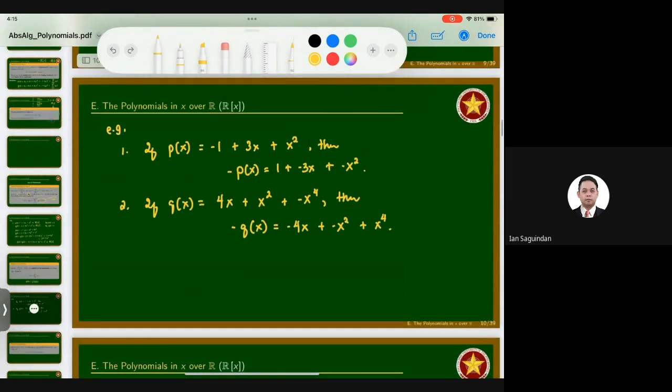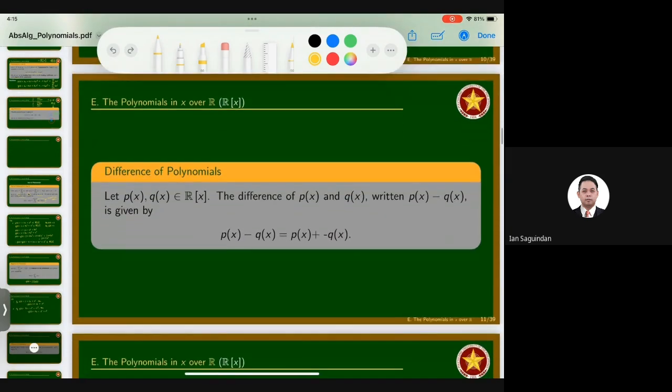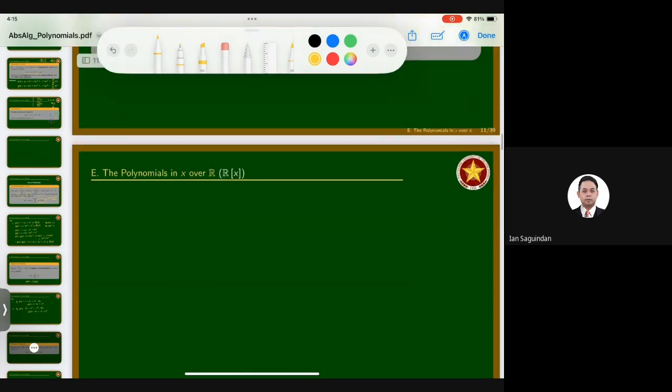Okay, so I think you already have the idea or the notion of why we are introducing the negative of a polynomial. It is because of the concept of the difference of polynomials. So the difference of p of x and q of x, written this way, p of x minus q of x, is given by p of x plus the negative of q of x. So in order to perform subtraction of polynomials, you are still going to utilize addition of polynomials by introducing the negative of the second polynomial.